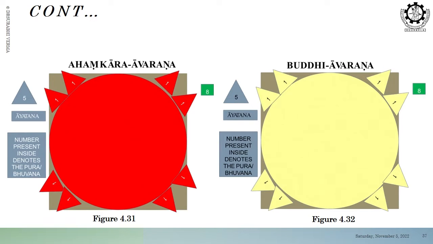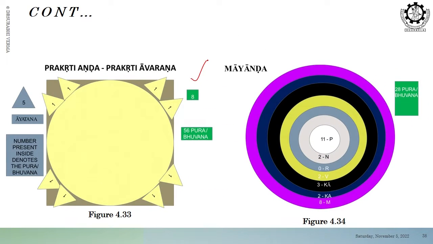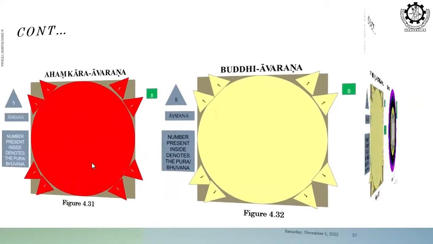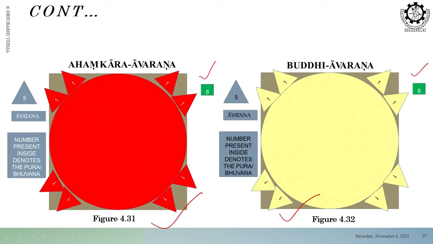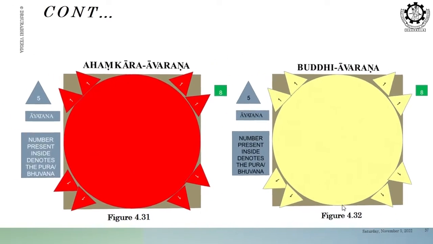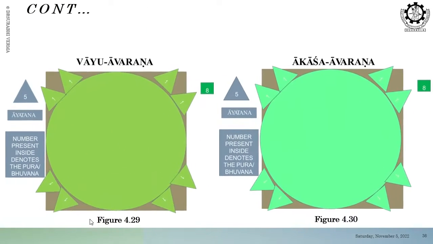After that Ahankar, then Buddhi. Ahankar is having the same 8, Buddhi is having the same 8. Prakriti is also having 8. So in total, in Prakriti tattva we are having 56 bhuvan. Why? Because 8 cross 8. How? 1 is Prakriti, starting from here 1, then 2, 3, 4, this is 4, and 5 Vayu.